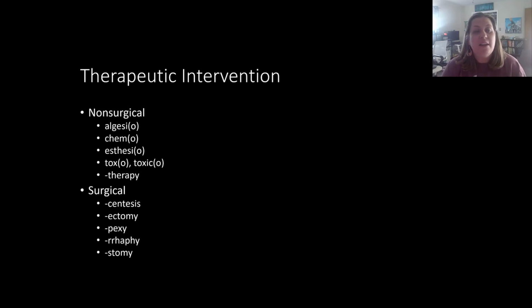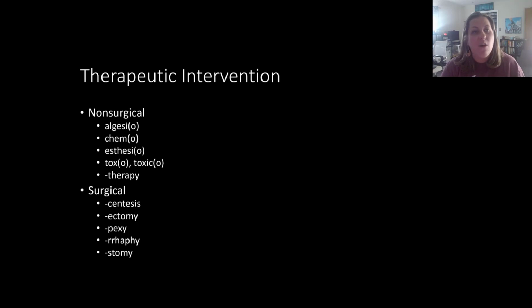This brings us then to the therapeutic interventions. Once we have a diagnosis, we want to then do some of our treatments. And when we're dealing with treatments, guys, there's a number of different things we can use that are non-surgical based. So these are going to be some of the root words that you would see with non-surgical types of treatments. So you have the analgesia. That's going to be like a painkiller, like an over-the-counter type medication.